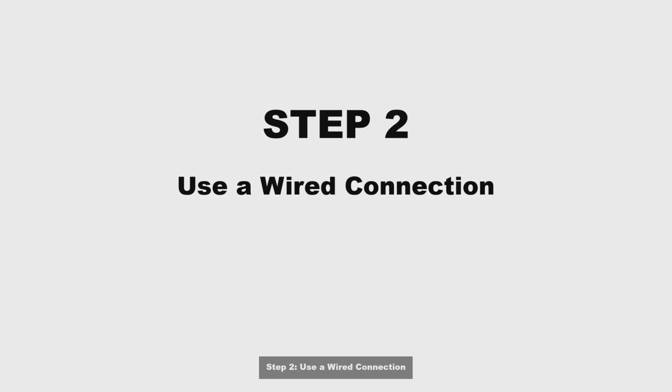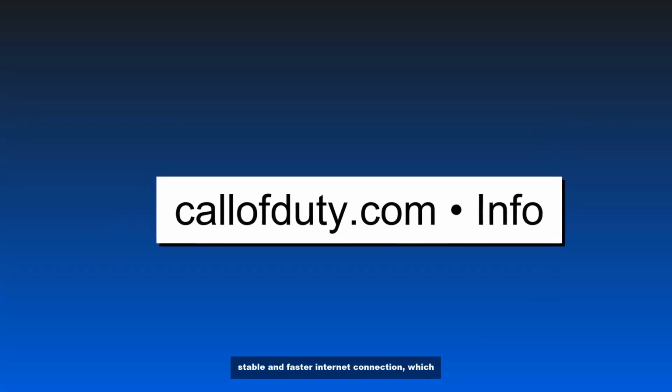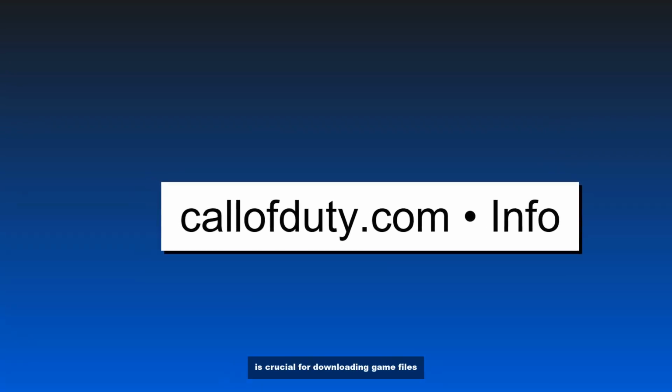Step 2. Use a wired connection. Switch from a wireless connection to a wired Ethernet connection. This can provide a more stable and faster internet connection, which is crucial for downloading game files quickly.